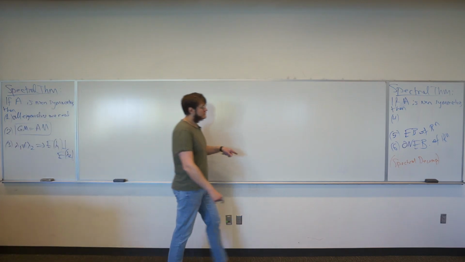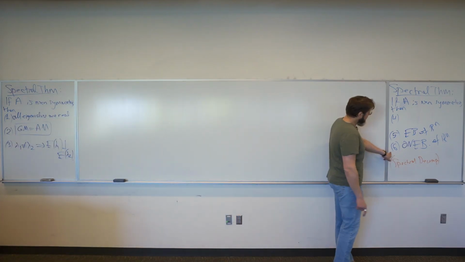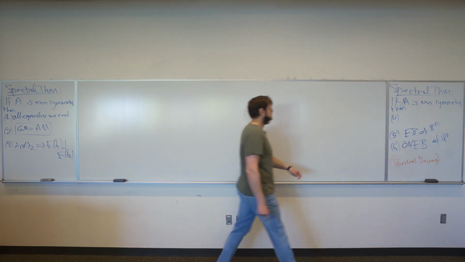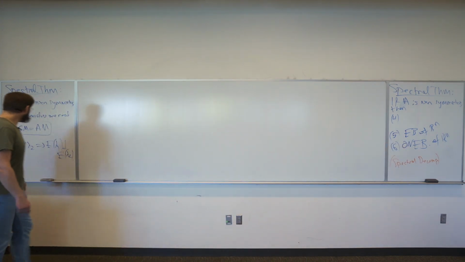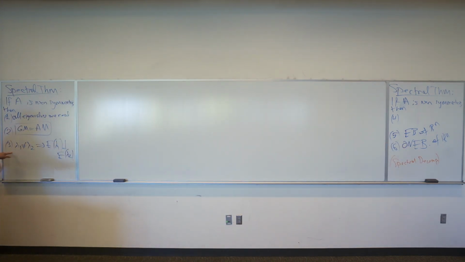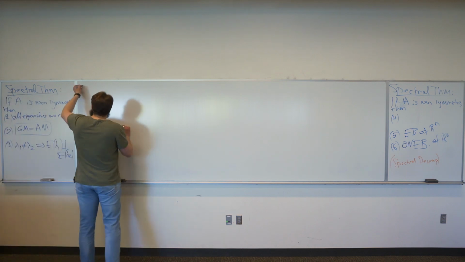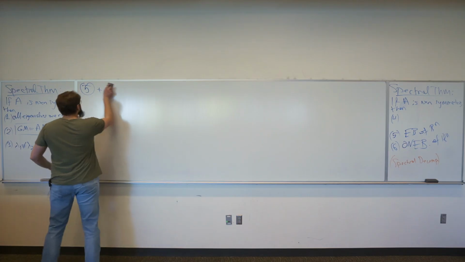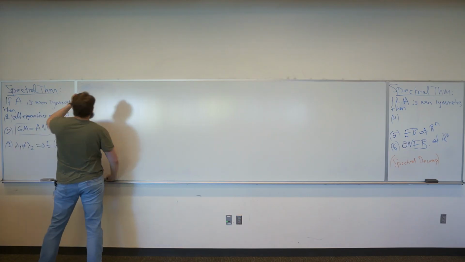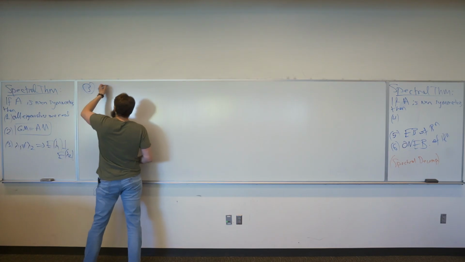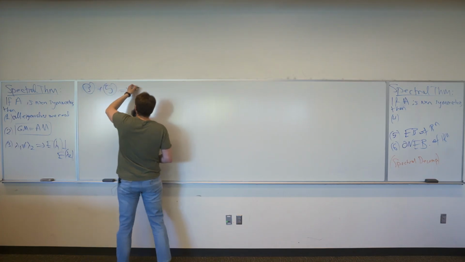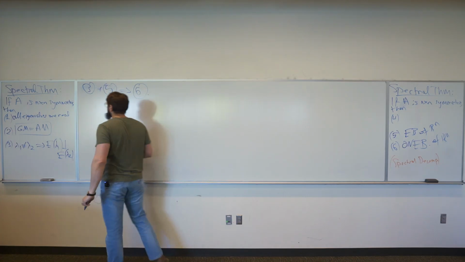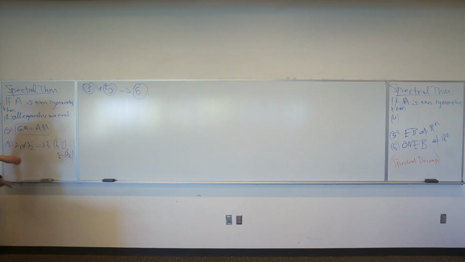But in a sense, let's review this very fast. If you have 5 and if you have 3, that gives you 6 basically. So here's the idea. 5 plus 3 gives you 6. Here's why.